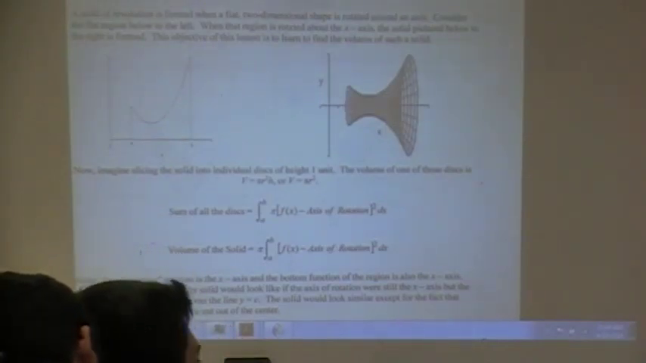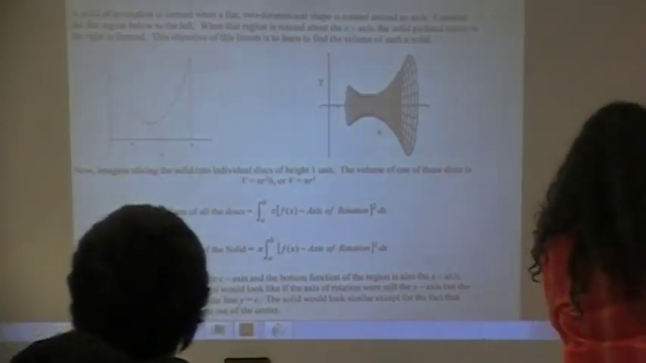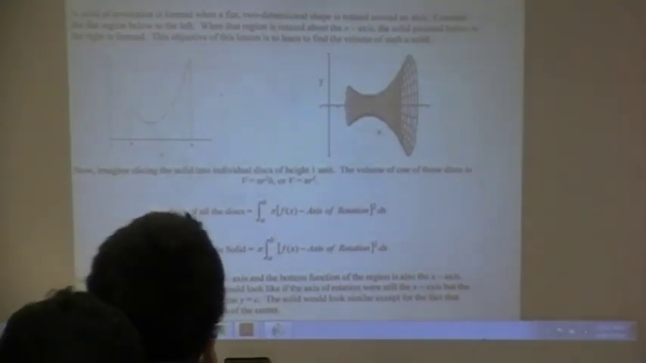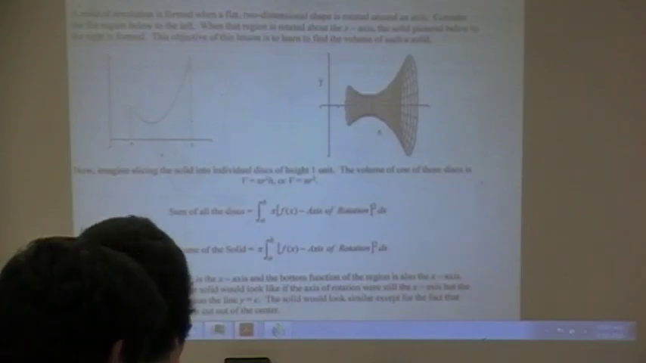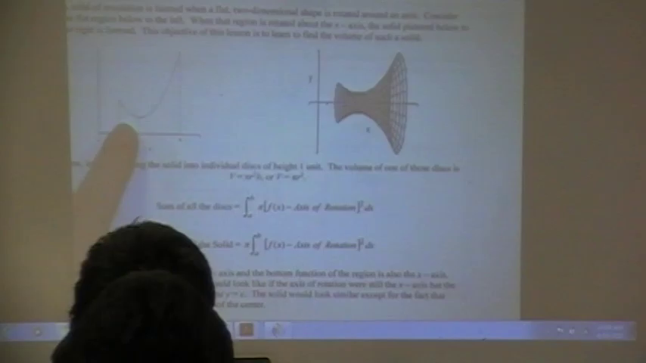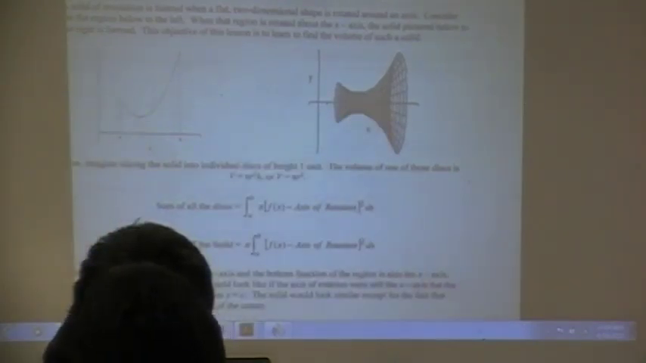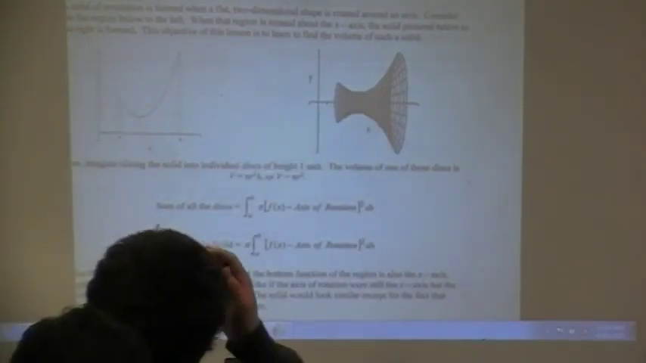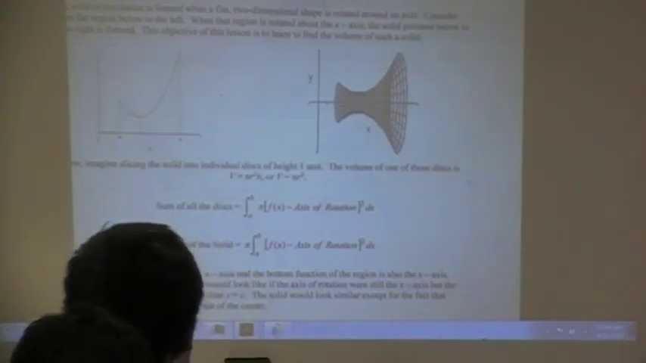That two-dimensional shape is rotated about an axis, which you just saw me do. Those of you who are watching the video didn't see it, but I can show you when you get back. Consider the flat region below to the left. When we take that and rotate it around the x-axis, it gets this shape. The objective of this lesson is to learn how to find the volume of such a solid.